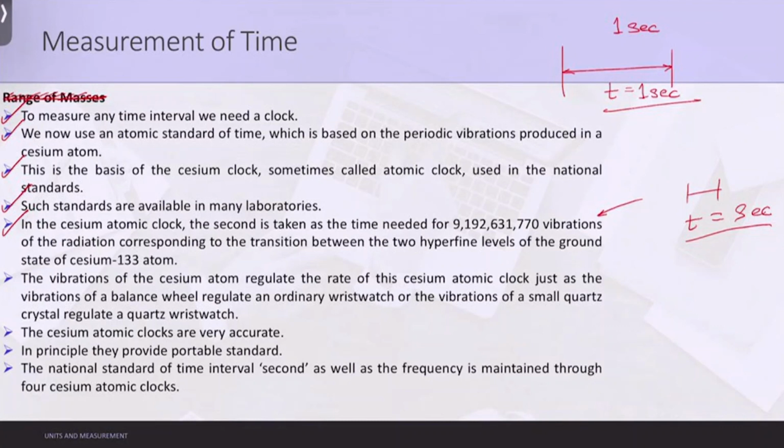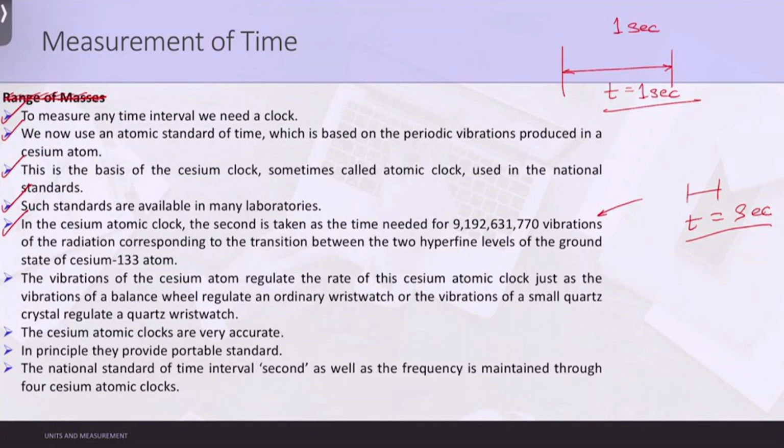Let's move on. The vibrations of the cesium atom regulate the rate of the cesium atomic clock, just as the vibrations of a balance wheel regulate an ordinary wristwatch, or the vibration of a small quartz crystal regulates a quartz watch. They are just trying to explain that there are different types of clocks. The cesium clock works on the cesium atom, similarly as the quartz watch works on a quartz crystal, and the balance wheel regulates an ordinary wristwatch.